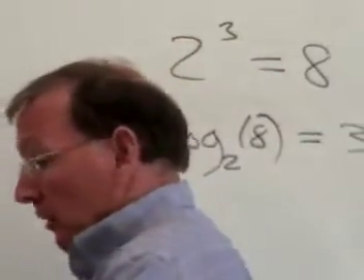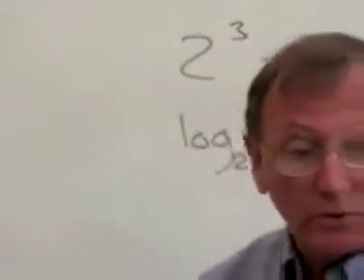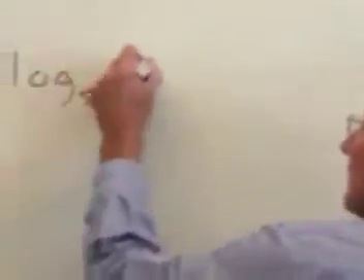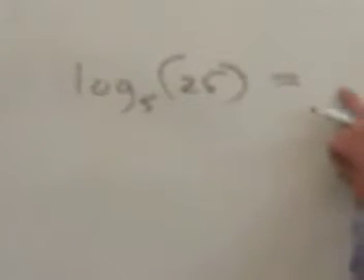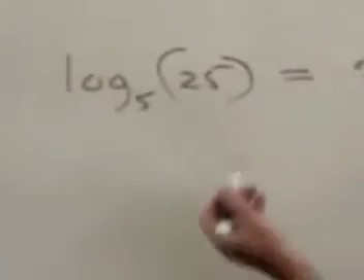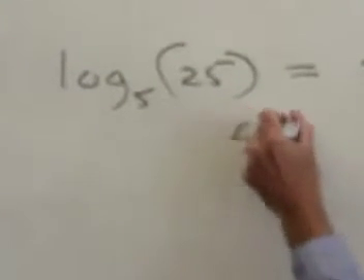All right. So, what is the log base 5 of 25? Again, this equals some exponent. And what exponent does it equal? It equals the exponent 2. Why do I know that's true? Because 5 squared gives you 25.